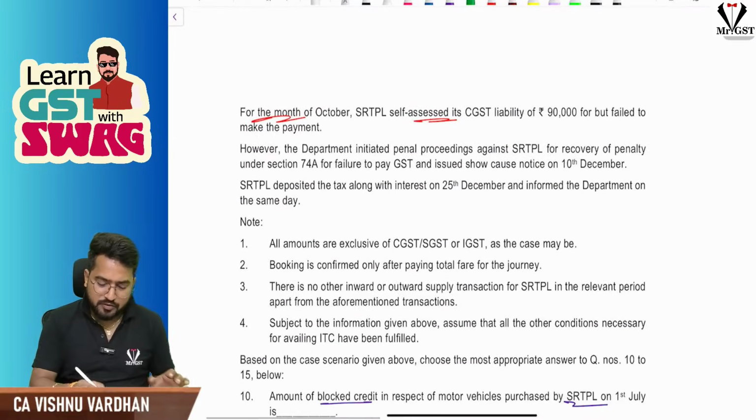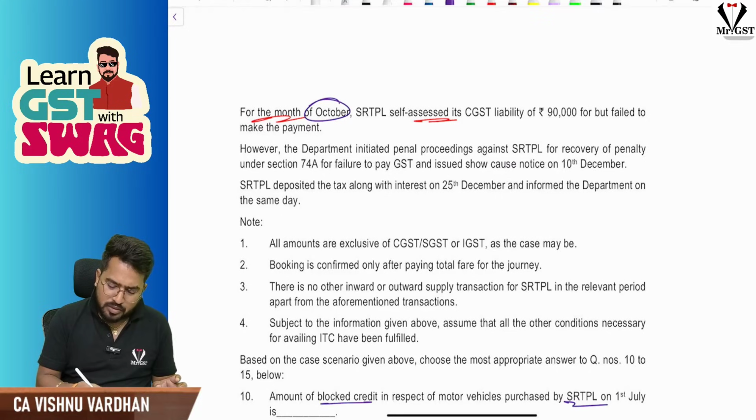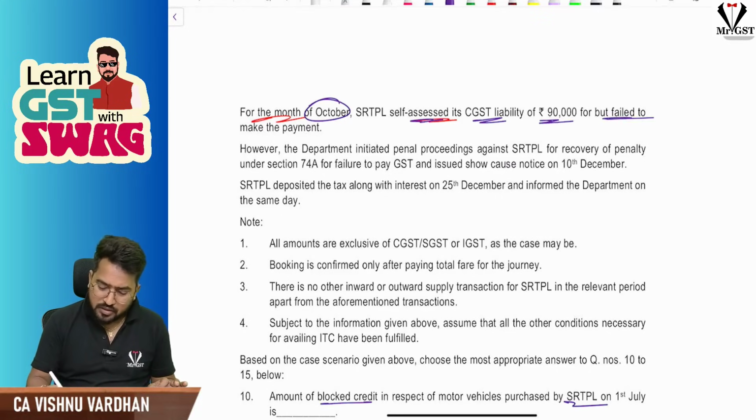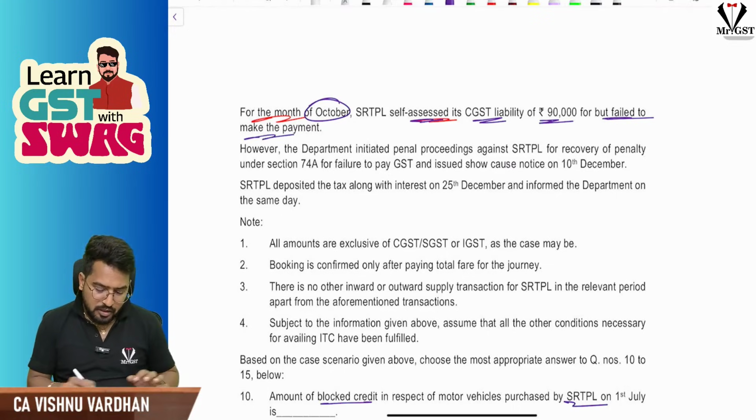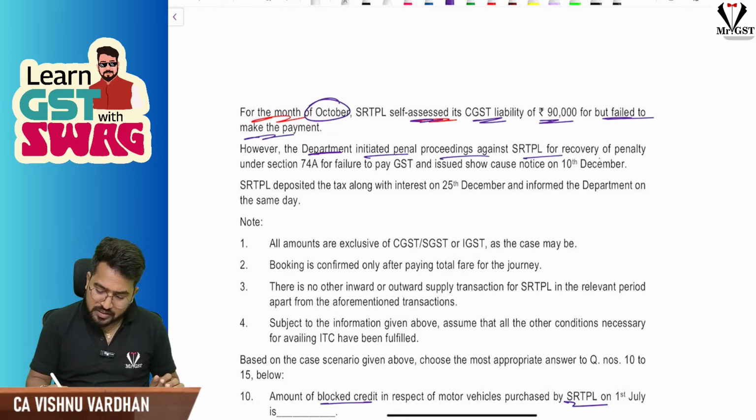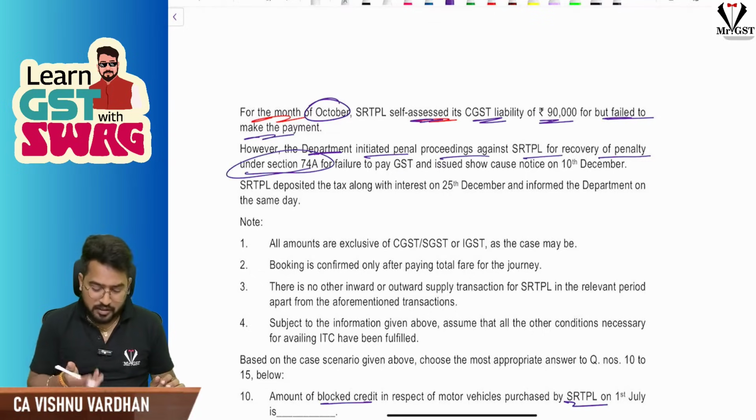Next, balance information. For the month of October, self-assessed CGST liability is 90,000. They have assessed the CGST liability of 90,000 and failed to make the payment. However, the department initiated penal proceedings for recovery under Section 74A penalty. 74A will come into the picture for failure to pay GST and issuing a show cause notice. And they have deposited along with interest, all these things.